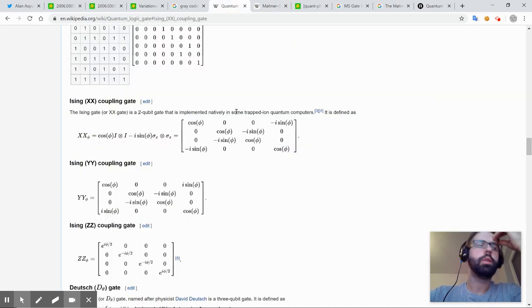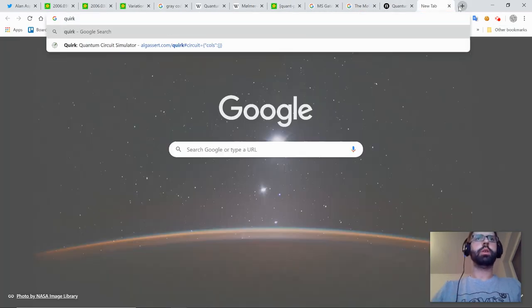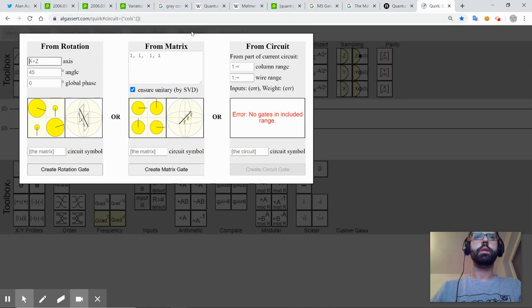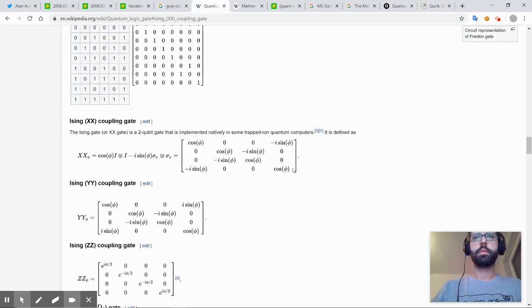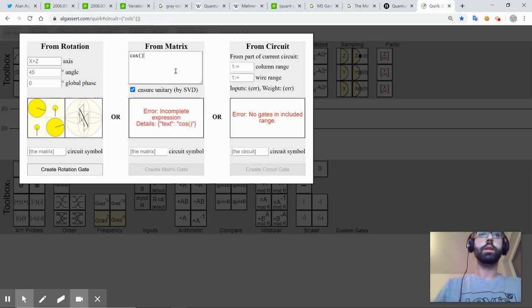So if I take quirk and I try to implement that, what am I going to get actually? Quirk. I'm probably way off what I should be doing right now, but so what can I do? I don't know if I can do that.